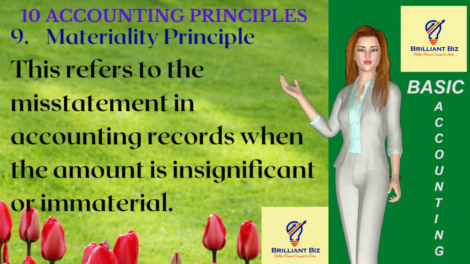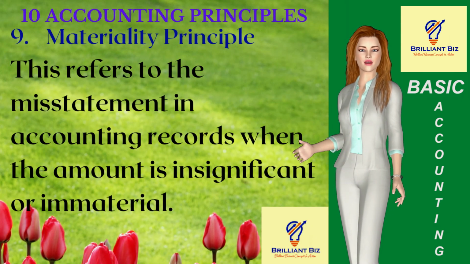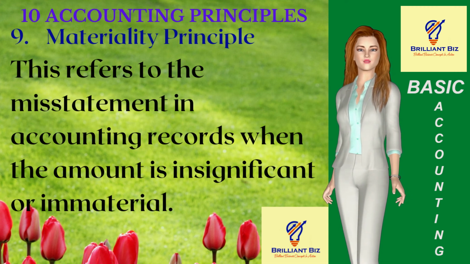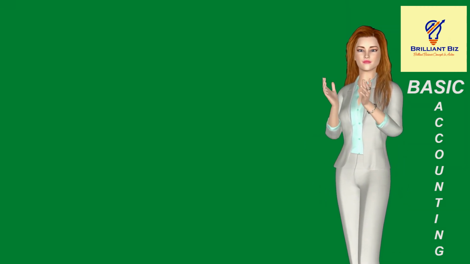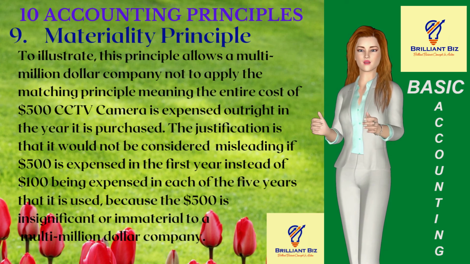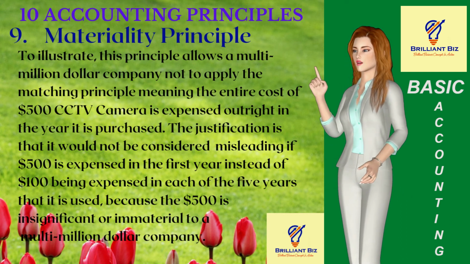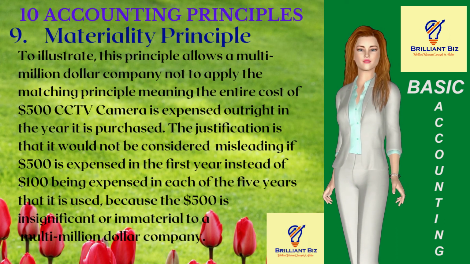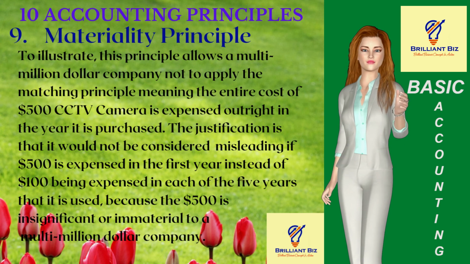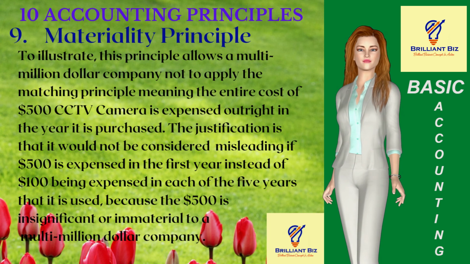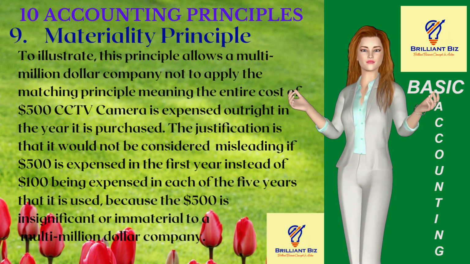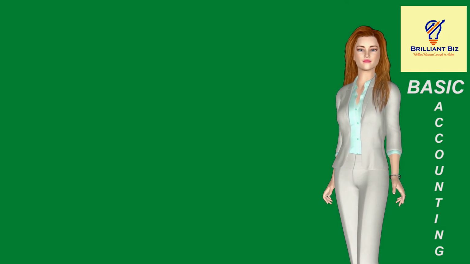Number 9. Materiality principle. This means that amounts that are immaterial or insignificant may be allowed in recording transactions. To illustrate, the materiality principle allows a multi-million-dollar company not to apply the matching principle, meaning the entire cost of a $500 CCTV camera is expensed outright in the year it is purchased. The justification is that it would not be considered misleading if $500 is expensed in the first year instead of $100 being expensed in each of the 5 years that it is used, because the $500 is insignificant or immaterial to a multi-million-dollar company.